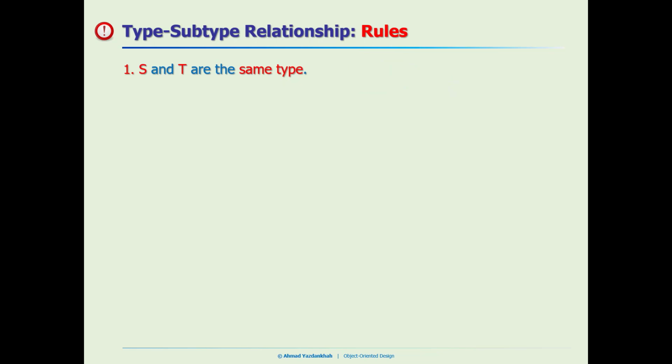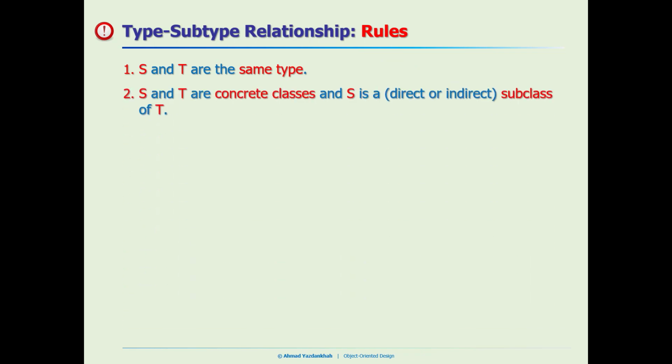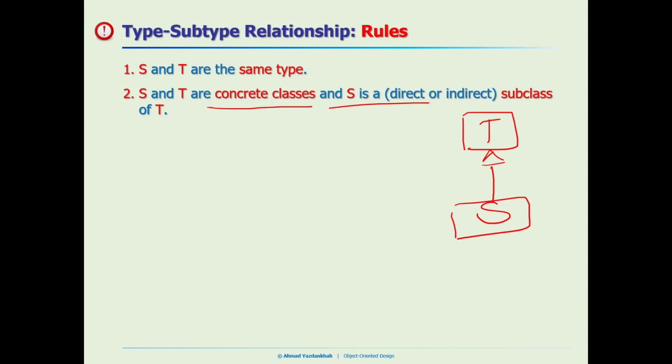The second rule is if S and T are concrete classes and S is a subclass of T. So we have T here and we have S here, which is a subclass of T, then it is very obvious that S is a subtype of T.